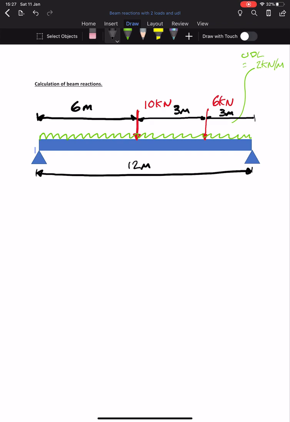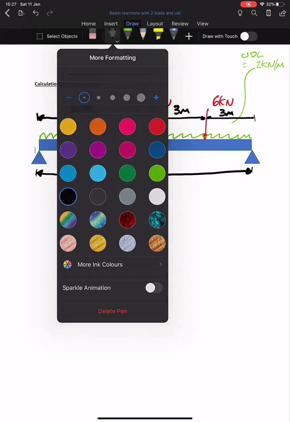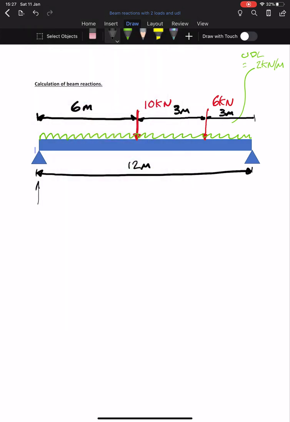One is 6 meters in, and the 6 is 3 meters from the 10. The beam is 12 meters long, and we've got to work out the beam reactions. There's a reaction there, we'll call that RA, reaction A. And there's also going to be a reaction there, which we'll call RB. Point B, point C. So, simply supported beam, two reactions, point A and point B.